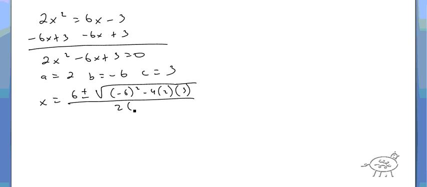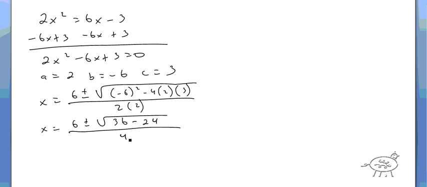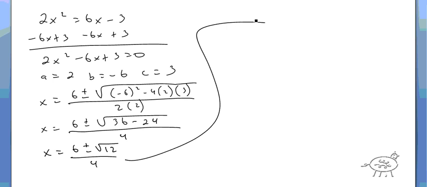All over 2 times 2. So we got 6 plus or minus the square root of 36 minus 8 times 3, 24, all over 4. So x equals 6 plus or minus the square root of 12 over 4. And let's simplify this one more. So x equals 6 plus or minus 2 root 3 over 4.